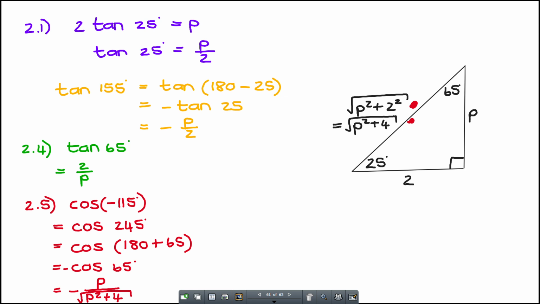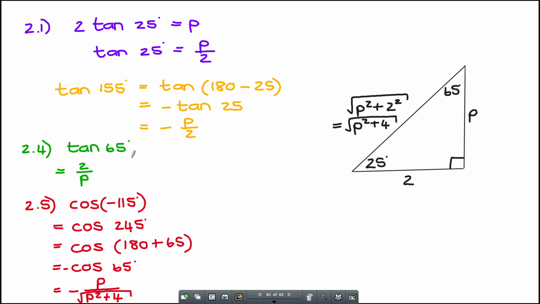Is julle reg? Any questions up until there? Goed, so nou het ek al my inligting wat ek nodig het op my driehoek. Nou kan ek gaan kyk na wat word gevra. At 2.1, they want me to get tan 155. Nou daai 155 is mos dieselfde as 180 minus 25. And that 180 minus sit my in die tweede kwadrant. En in die tweede kwadrant, wat is tan? Negatief, so minus tan 25. Nou, daai minus bly net so, en tan 25 het hulle eintlik al hierso vir my gegee, is mos P op 2. You guys good with that one?